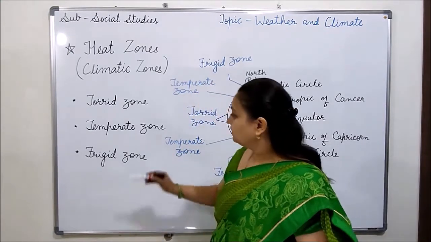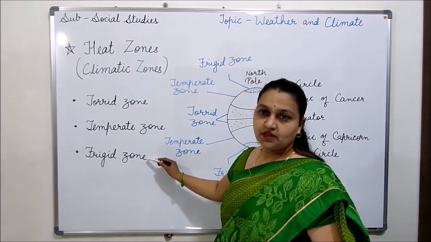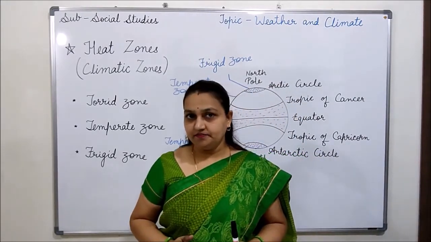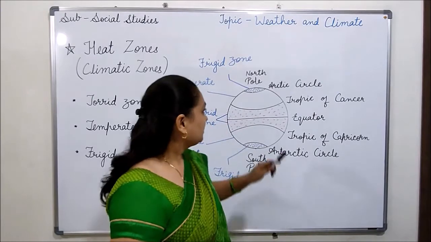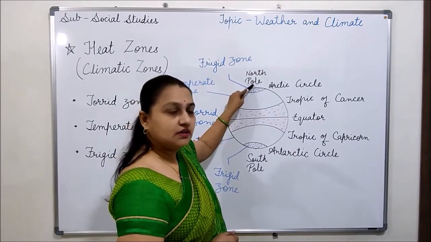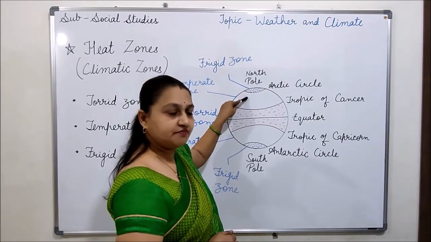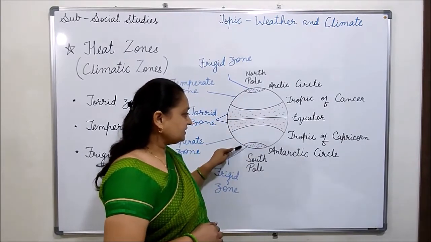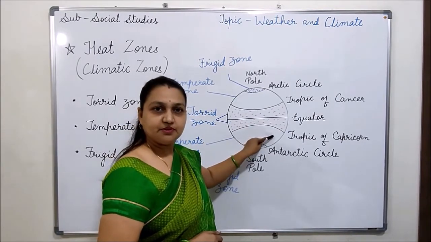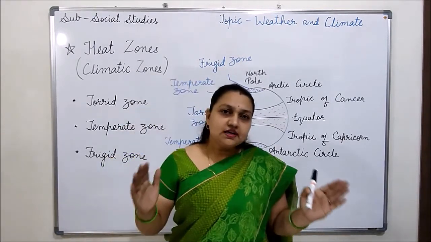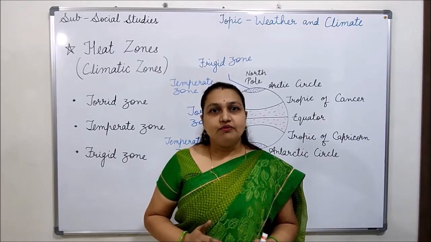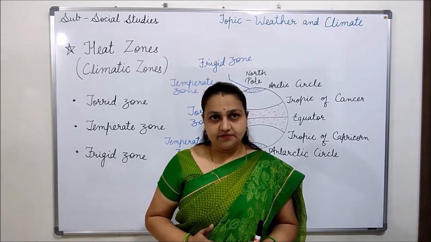Now come to the frigid zone. It is also known as the polar region. It lies from the Arctic Circle to the North Pole in the northern hemisphere and from the Antarctic Circle to the South Pole in the southern hemisphere. It is the coldest zone on the earth. It has a very cold climate.